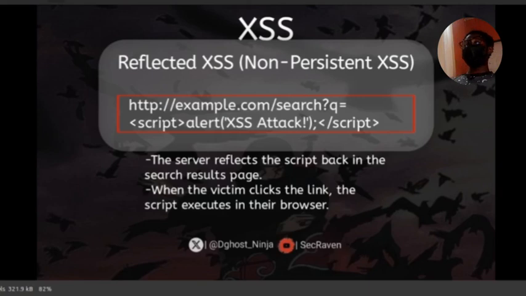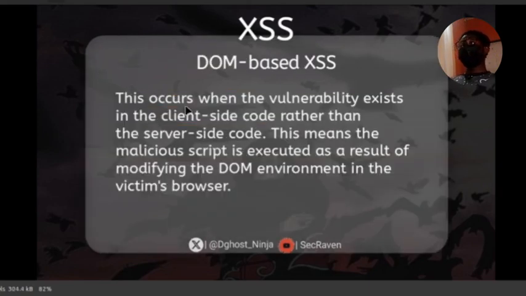So let's move to the DOM-based XSS. This occurs when the vulnerability exists on the client side. This one is not the server side, this one is the client side, working on the document object. So the vulnerability exists in the client-side code rather than the server-side code. This means the malicious script is executed as a result of modifying the DOM environment of the victim's browser. As I explained earlier, that is just modifying the document object, something like the JavaScript side of a web page. That's where it handles the document object model.